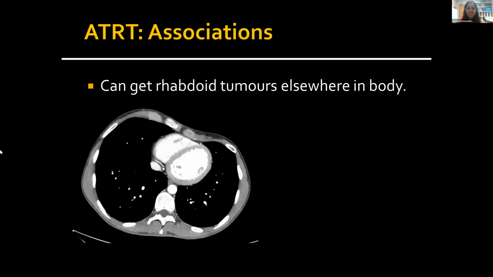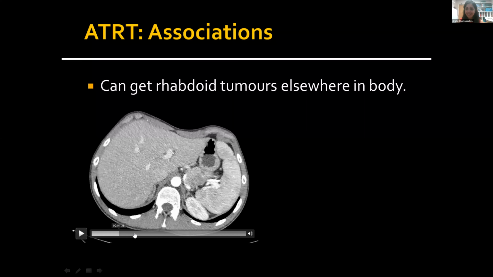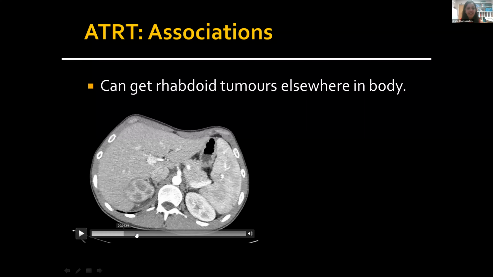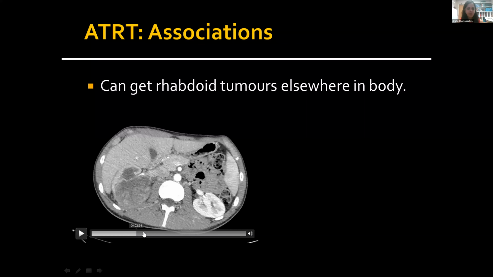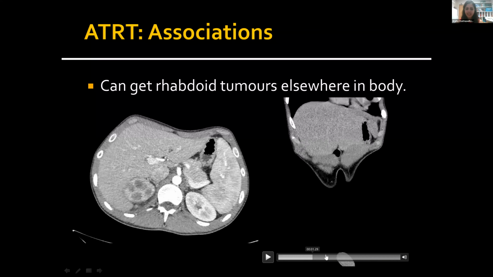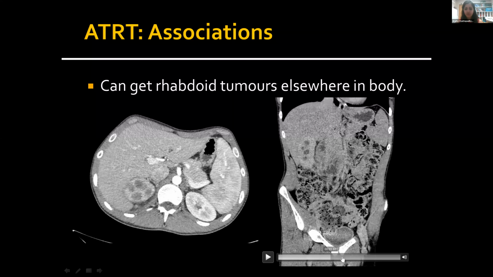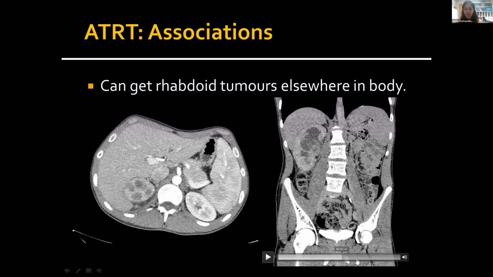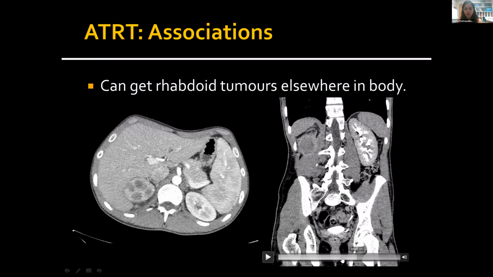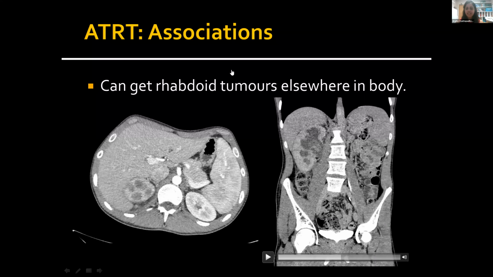You can get associations with ATRT, so this isn't the same patient. You'll see that this is a teenager, but we've got a mass in the interpolar region of the right kidney. On the coronal scan, we see that again, and actually the whole of the right kidney is non-functioning. There's no excretion into the collecting system, ureter, or the bladder. So there are associations with renal tumours as well.